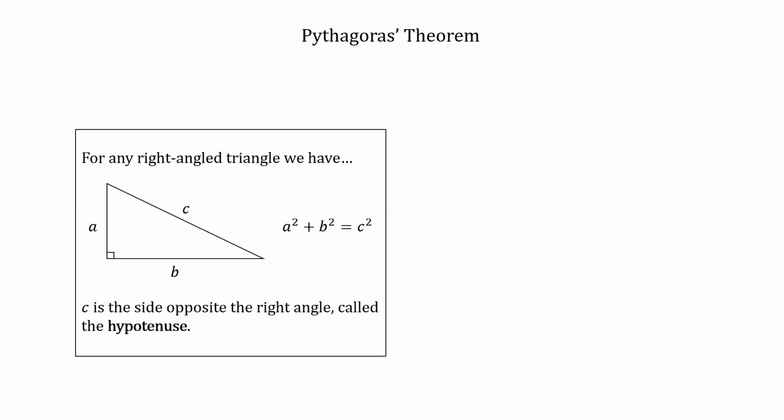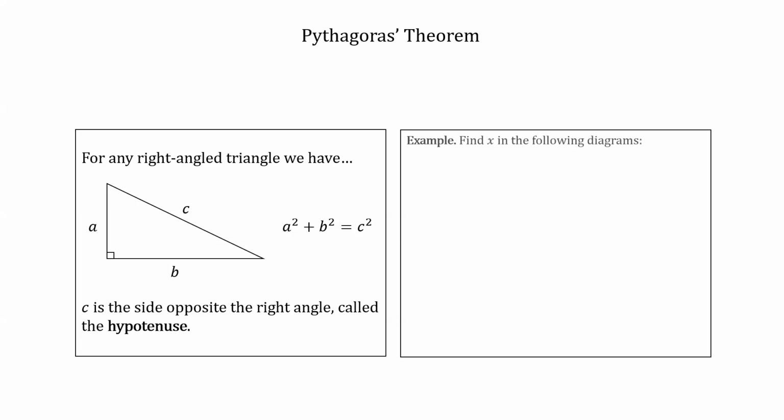It tells us that the sum of the squares of the two shortest sides, the sides which form the right angle, equals the square of the longest side. So if you know two of these values, you can plug them into this equation to get the third one, which is exactly what we're going to do in our problems. So let's try this first example. Find x in the following diagrams.